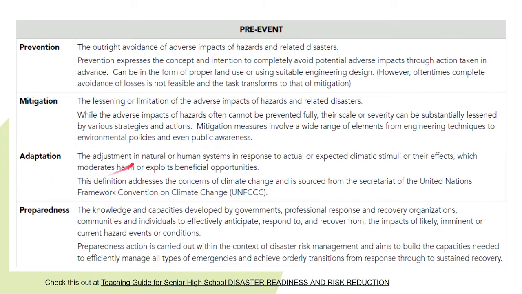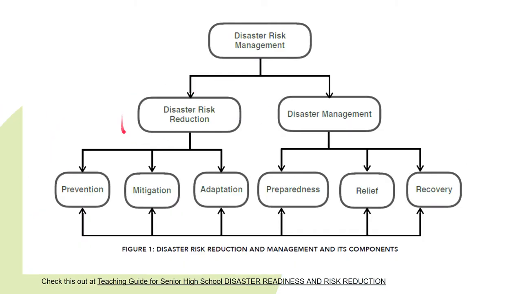Adaptation involves the adjustment of natural or human systems, or infrastructure, in response to the possible effects of a disaster. These three, prevention, mitigation, and adaptation, fall under disaster risk reduction. However, should a disaster occur, now we have disaster management.